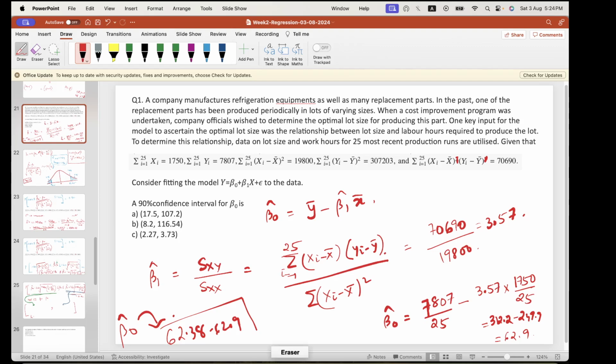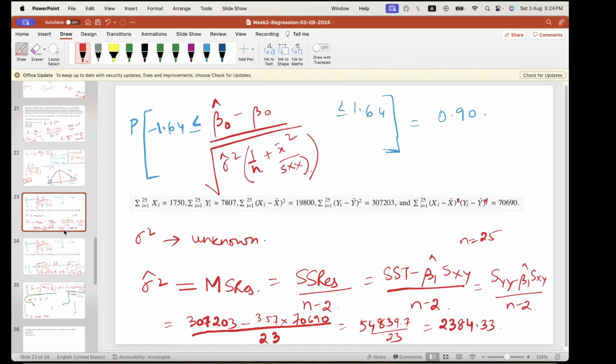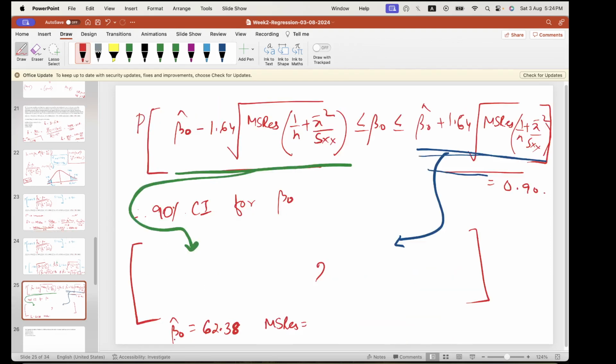62.38. So here we are going to write 62.38. MS residuals we calculated as how much? 2384.33. Okay, x bar is how much?